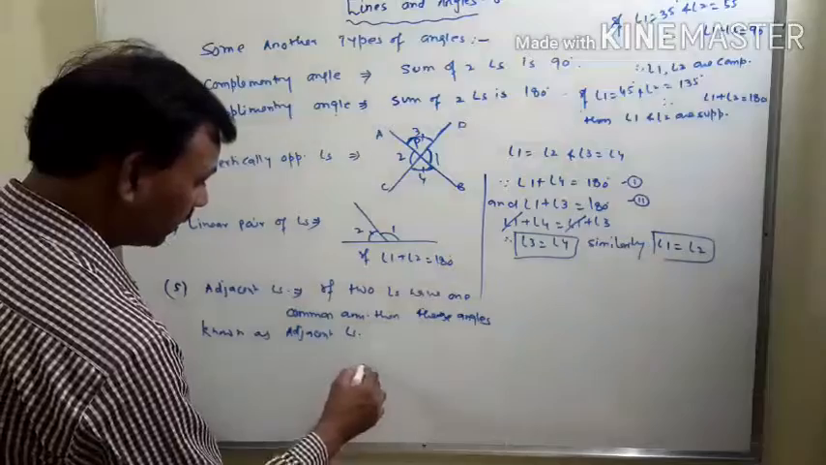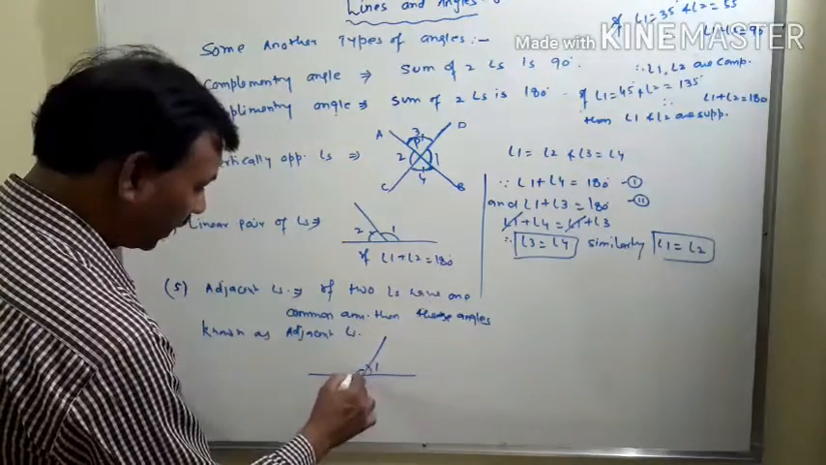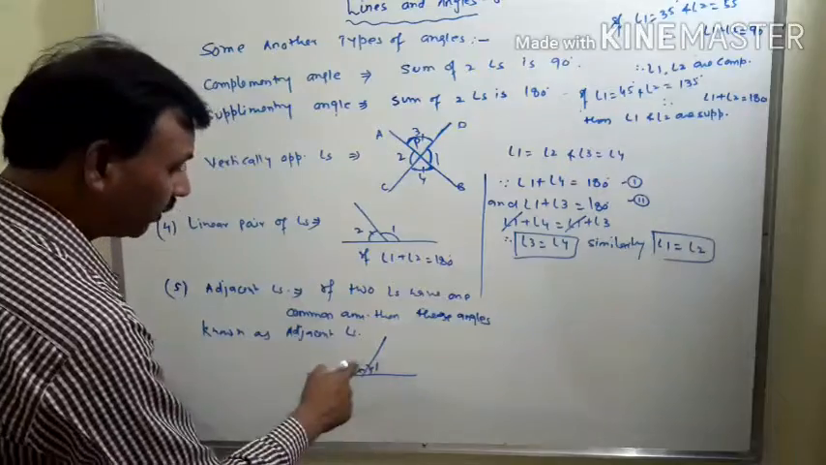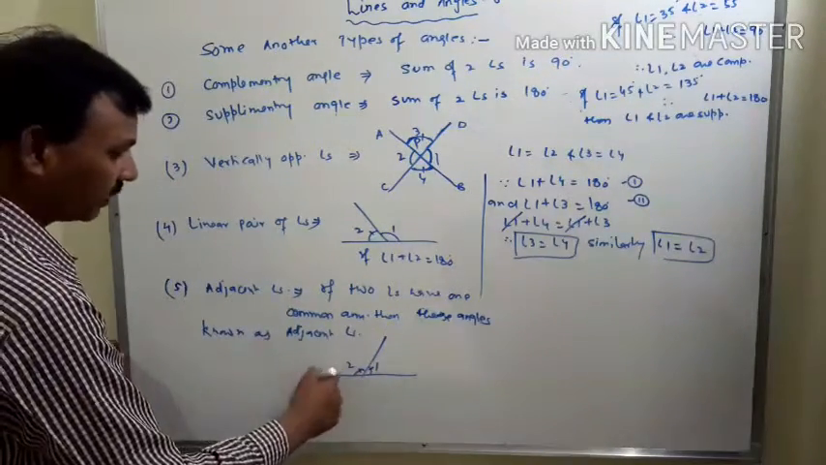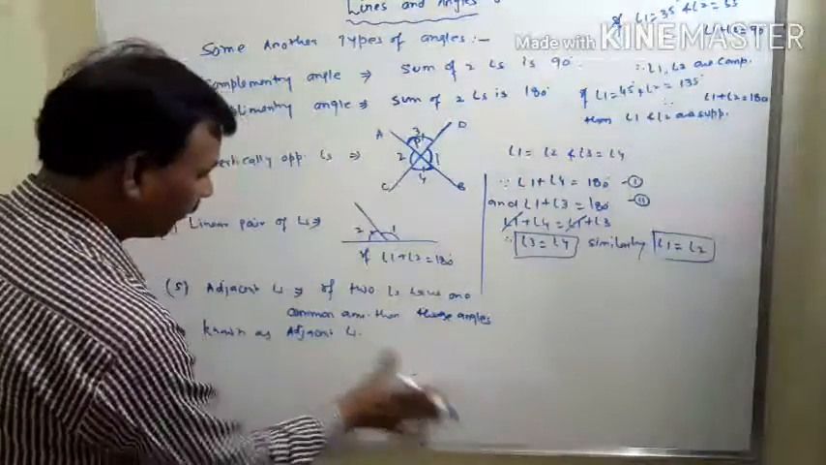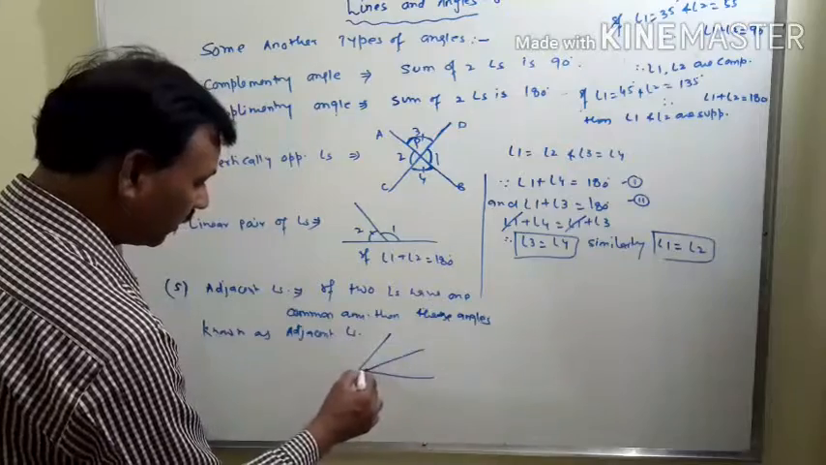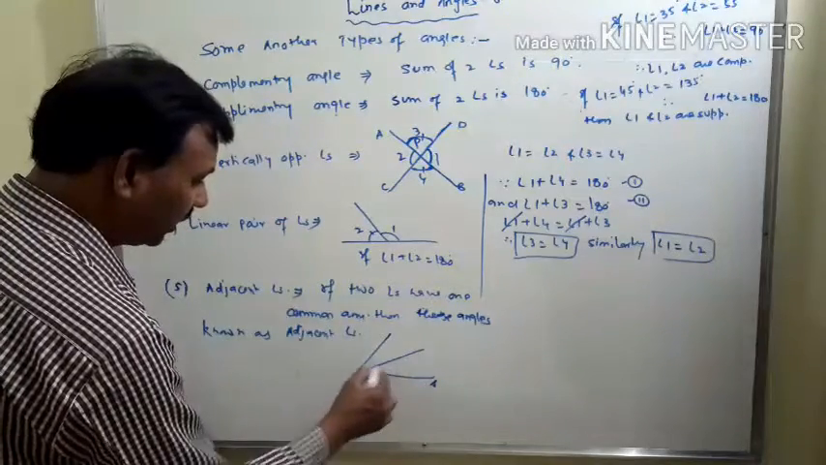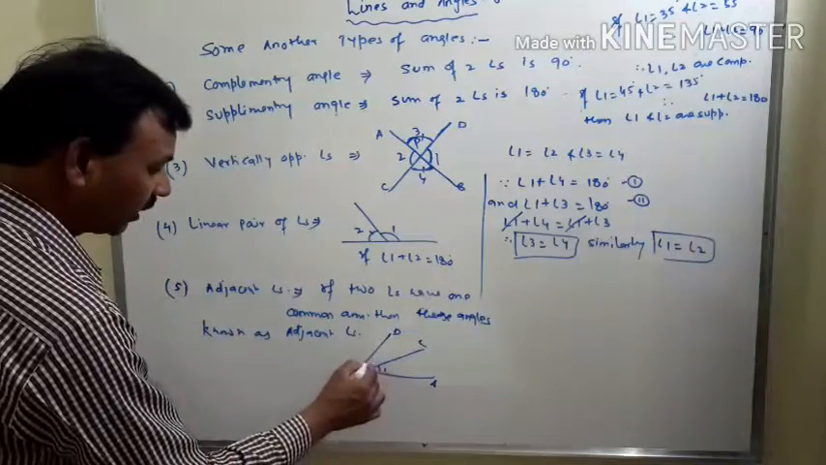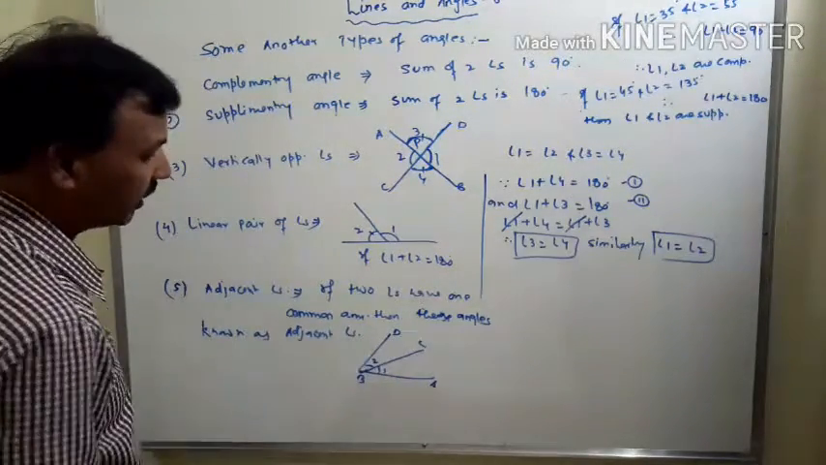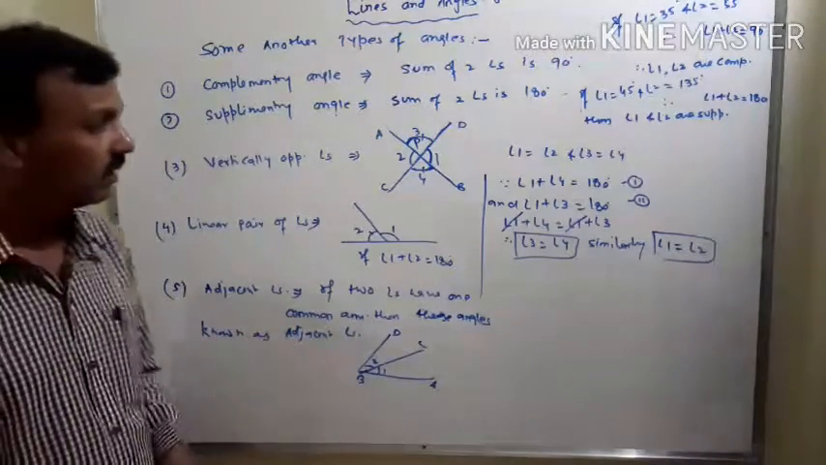That is like this, angle 1 and angle 2. Angle 1 plus angle 2 form a straight line. Then this type of angles, A, B, C and C, B, D, both angles, angle 1 and angle 2, have one common arm BC, then these types of angles are known as adjacent angles.